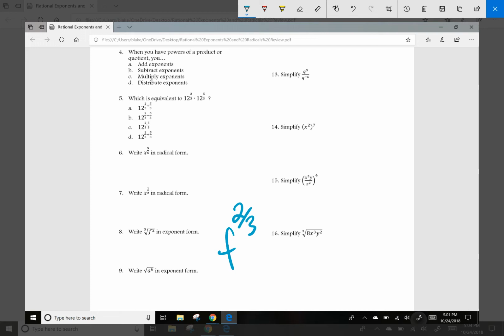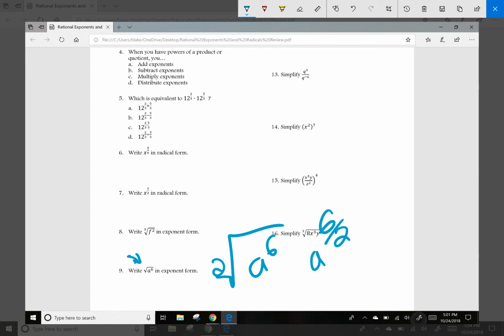And for number 9, people get this confused all the time. So remember the index number there is 2. This is really the 2nd root of a to the 6. So if you remember that, then this would be a to the 6 over 2, which simplifies to 3. So just a to the 3rd.